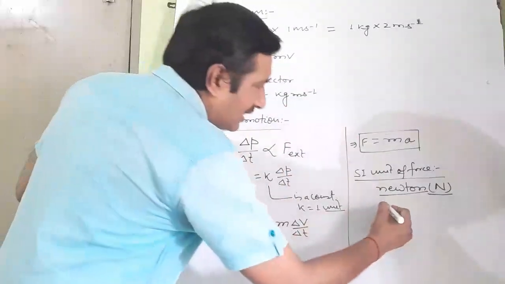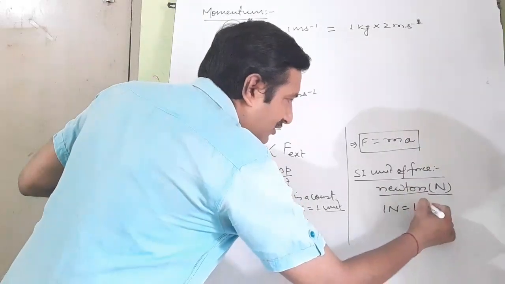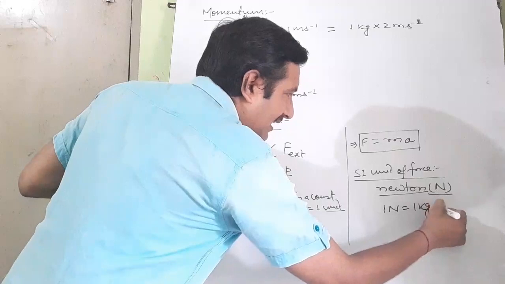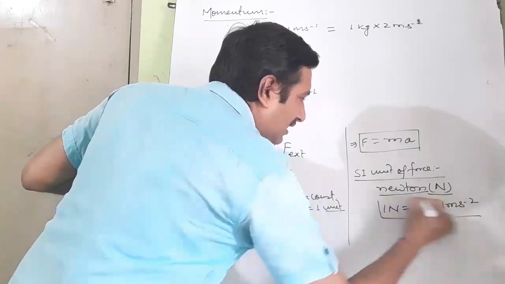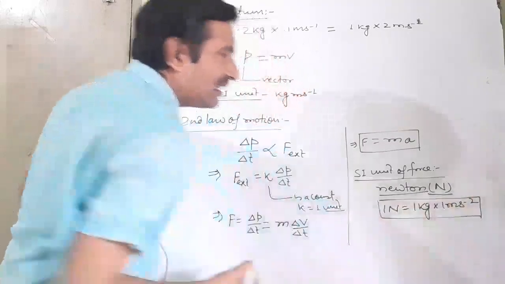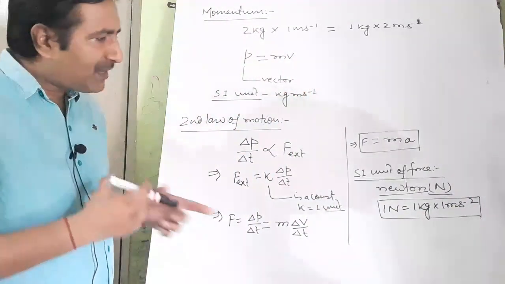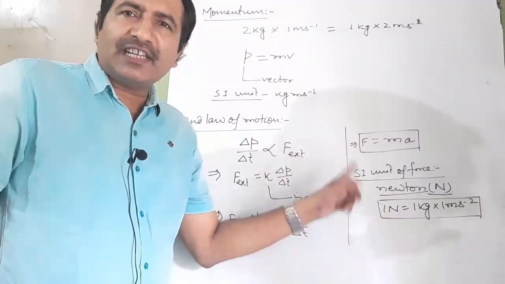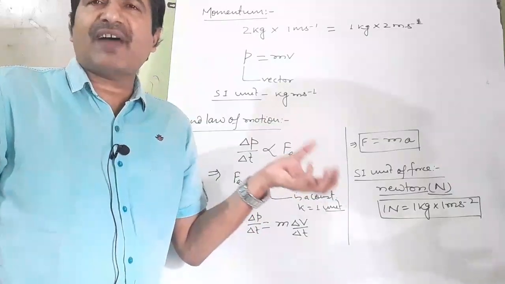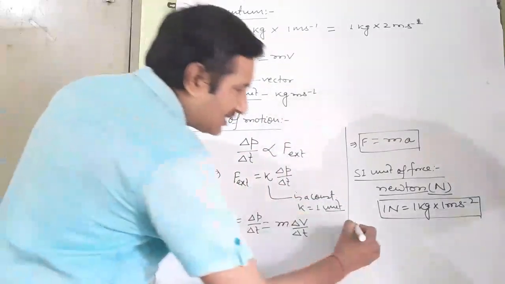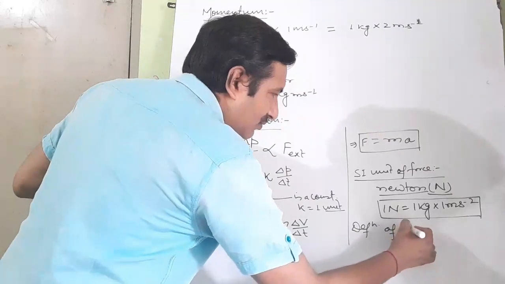And from here you can define newton. You see, 1 newton is equal to mass, its unit is 1 kg, and acceleration, its unit is 1 meter per second square. Means 1 newton is equal to 1 kg into 1 meter per second square. On the basis of this, you can define 1 newton. It is asked in examinations that please define 1 newton. So the definition of 1 newton can be written on the basis of this.